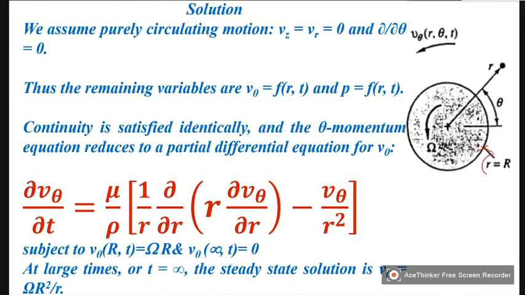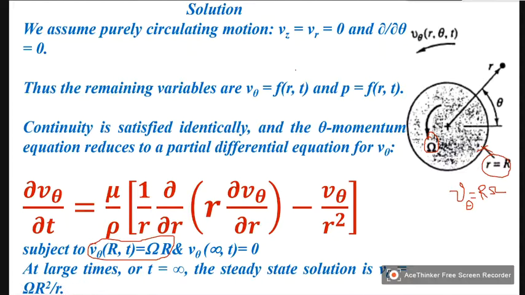At this point, when small r is equal to capital R, because this cylinder is rotating with an angular velocity of omega, here the velocity will be v theta, capital R into omega, right?